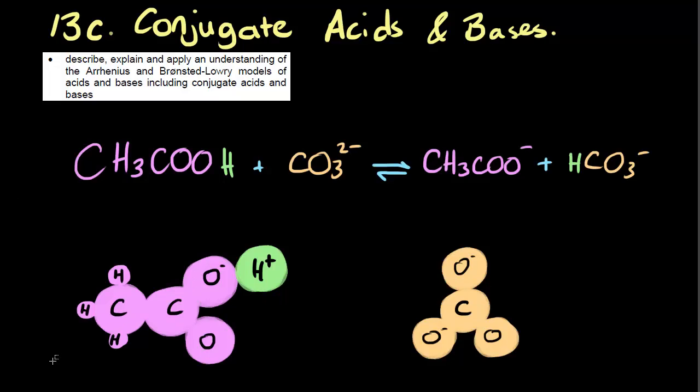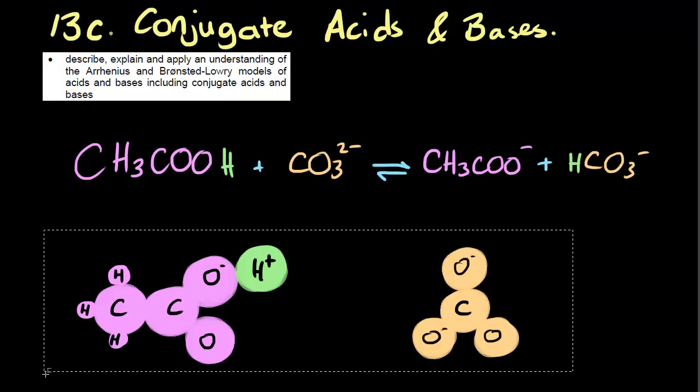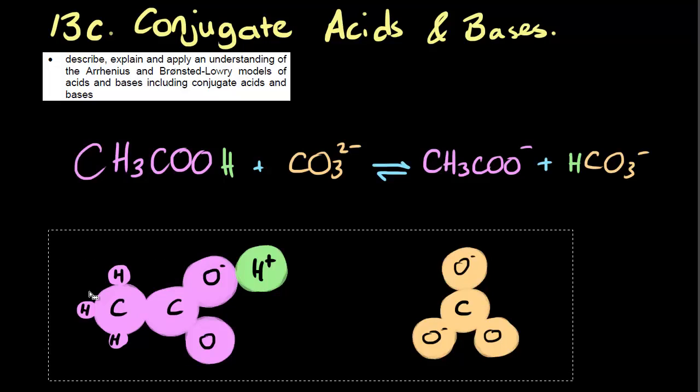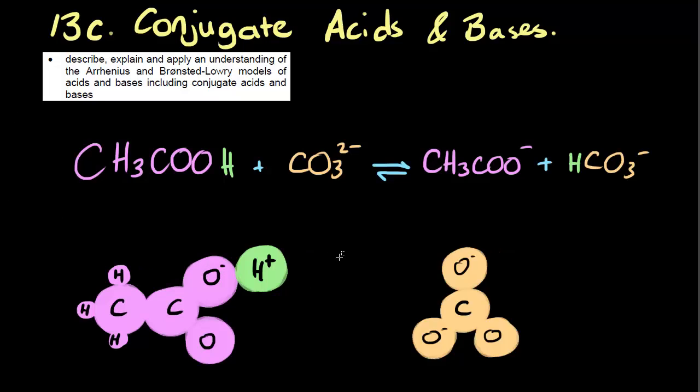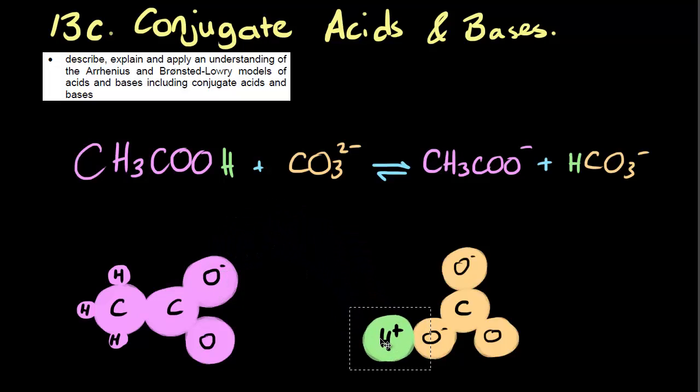Down the bottom I have visual representations of the two reactant molecules, which is the acetic acid on the left and the carbonate ion on the right. When the forward reaction happens, the acetic acid is going to lose this H+, because it is going to donate it to the carbonate. So this is our justification for saying that the first substance was an acid and that the carbonate is a base because it accepts the proton.